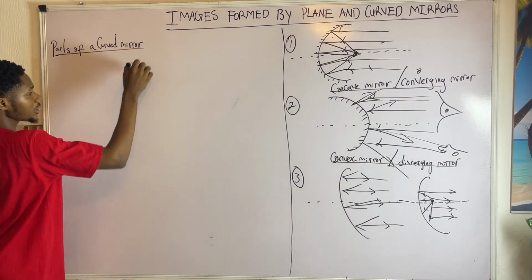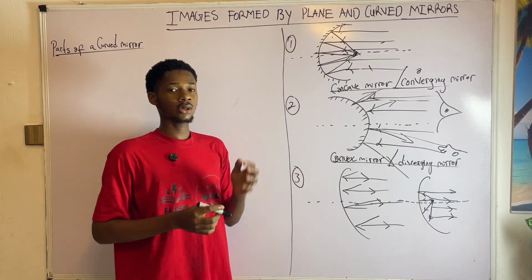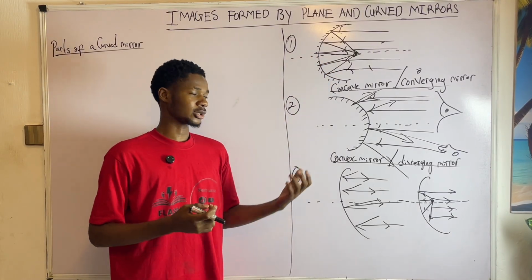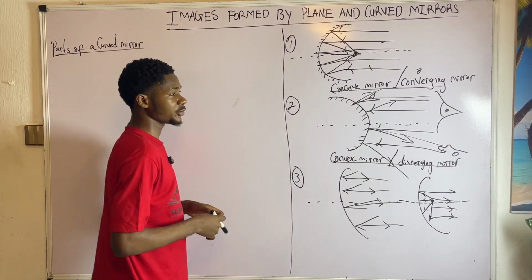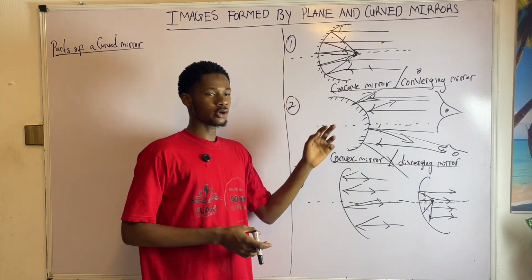Now in this case I'm going to draw a curved mirror. I'll pick one of them. In this case I'm going to pick the concave mirror. It will make it easier for you guys to understand, trust me. I'll describe the parts using the concave mirror, but it actually applies to both the concave and the convex mirror.